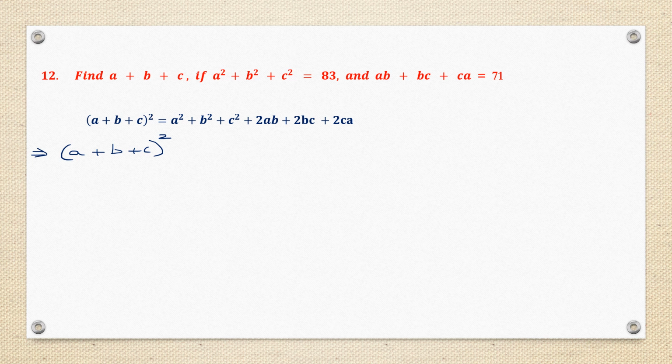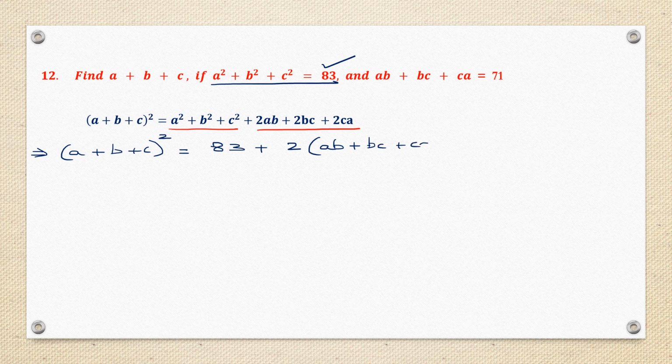But in the formula, we have it as square. Now look at this. A square plus b square plus c square, the value of that is given to us in the question as 83. So let's substitute and write 83 plus. Now here also 2ab plus 2bc plus 2ca. I'm going to take out the common number, that is 2, and put the rest inside: ab plus bc plus ca. Now let's simplify this.